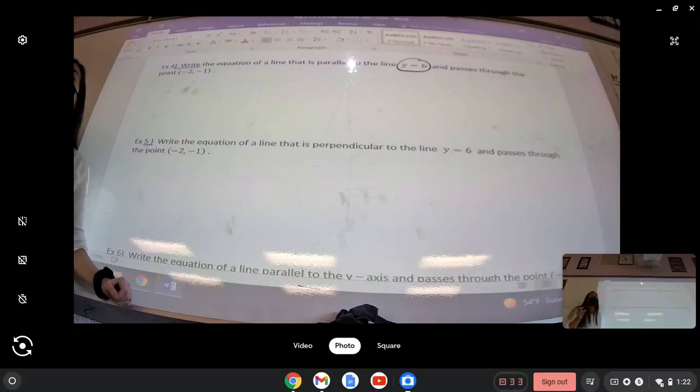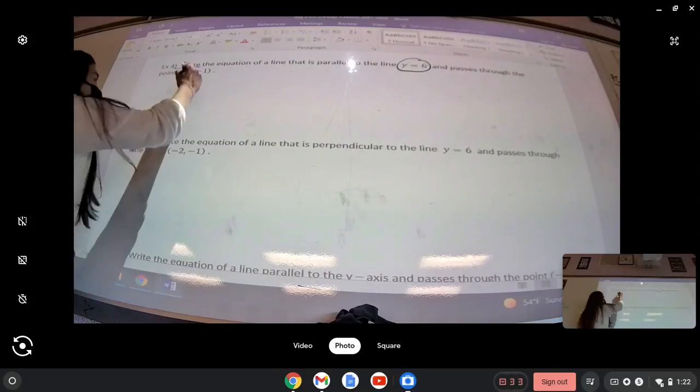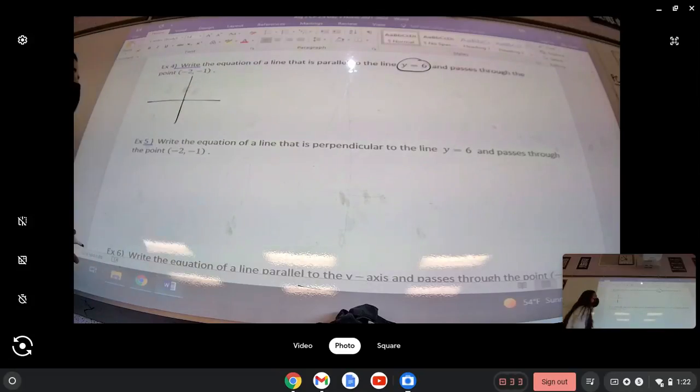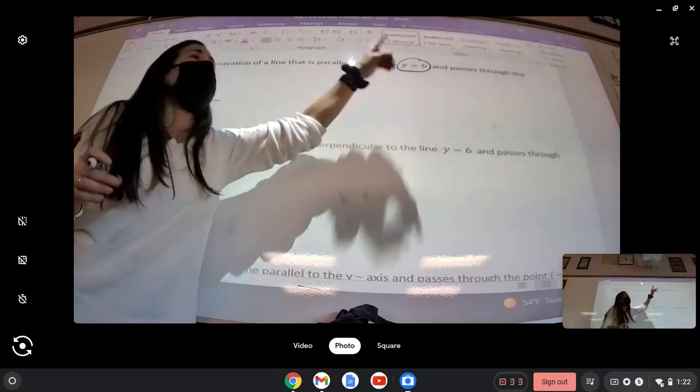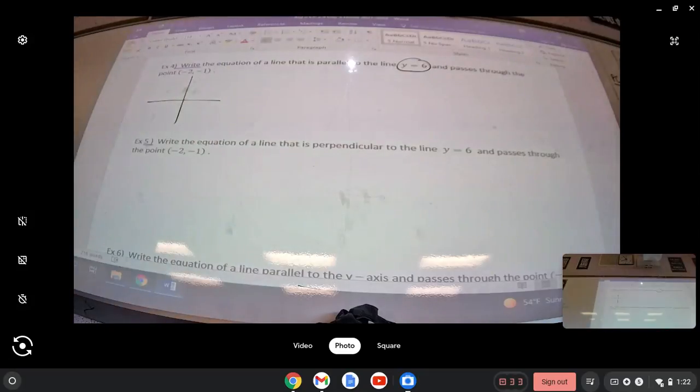So I think you would be silly if you didn't draw the picture. So guys, there's your graph. Graph that line. What does the line y = 6 look like? It's either horizontal or vertical. Guys, it is literally saying that every single y coordinate on the line has to be 6. So go to where y is 6. Where is that? Up, down, right, or left?